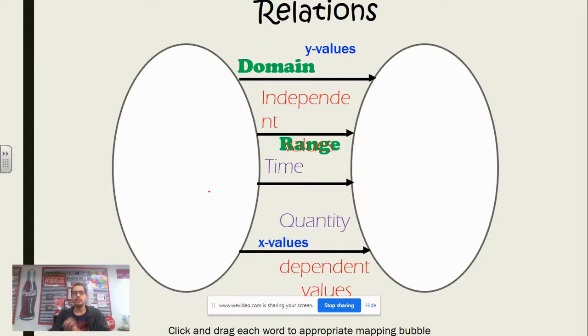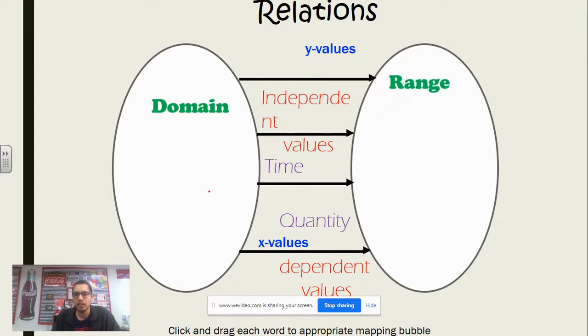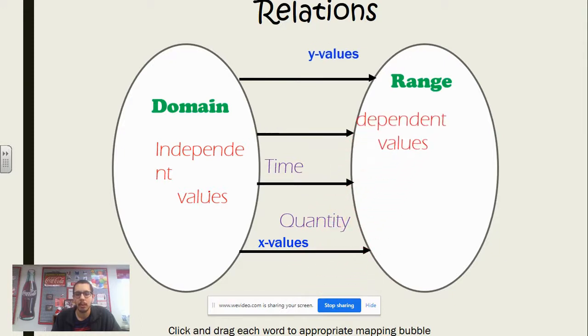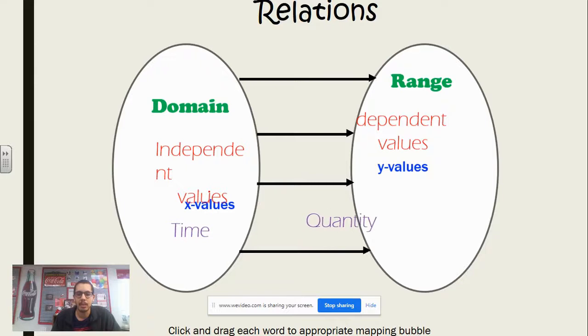So let's look at some values here. What values are associated with our x's? Well, we have domain and range. Independent values go with the domain, where the dependent values go with the range. Our y values are a part of our range, while our x values are a part of the domain. Time is a part of our domain, and quantity is a part of our range.